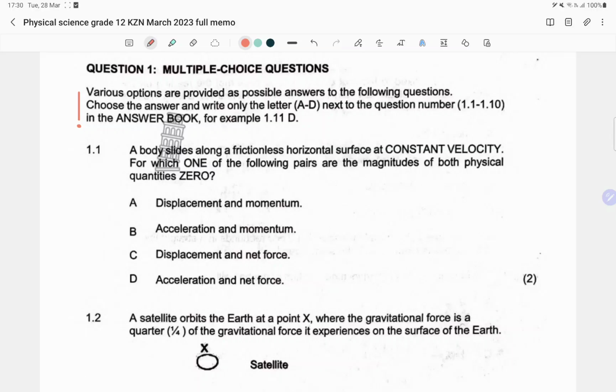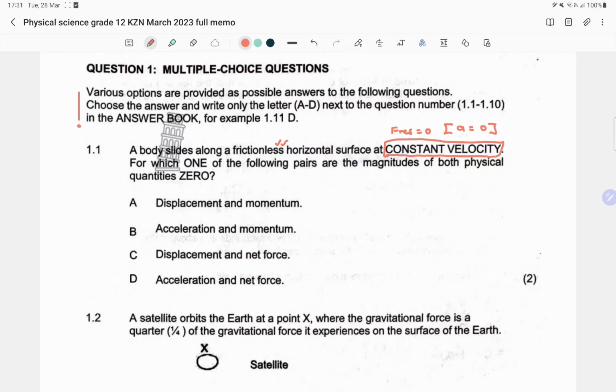So let's look at 1.1. We are told here a body slides along a frictionless, horizontal surface at constant velocity. Now that is most important. Constant velocity. So what do we know about constant velocity? It means the resultant force is equal to 0. And in effect, it means the acceleration is also equal to 0. Okay, great. It means all forces acting on this object are perfectly balanced, meaning the system is in equilibrium.